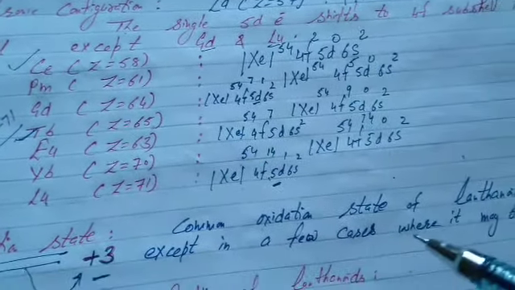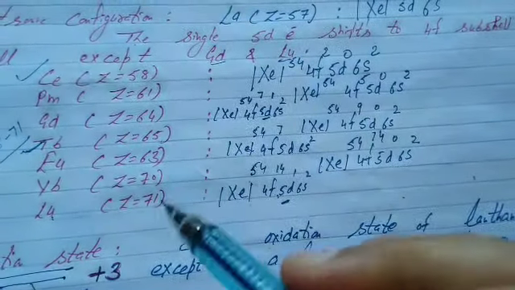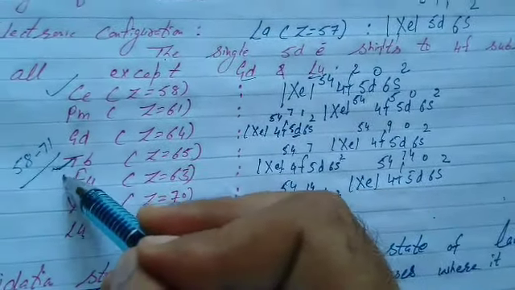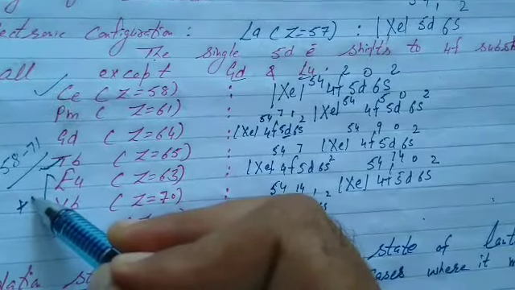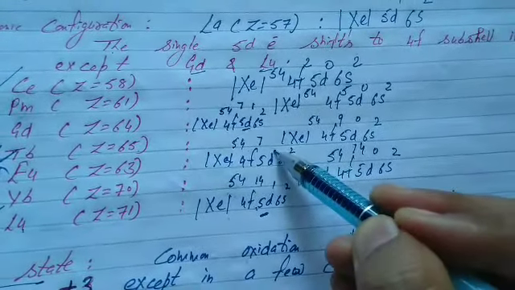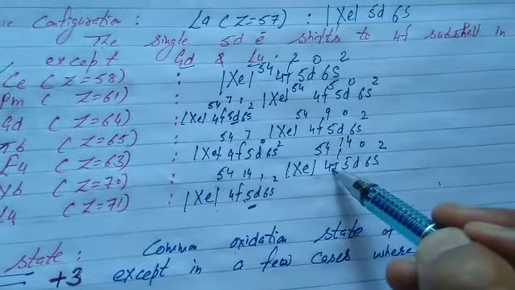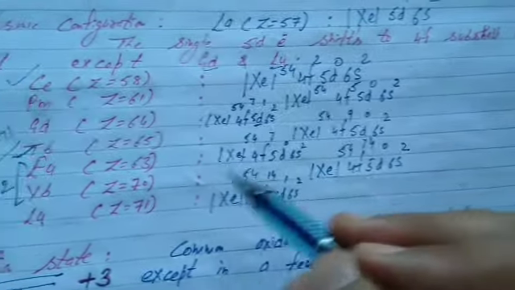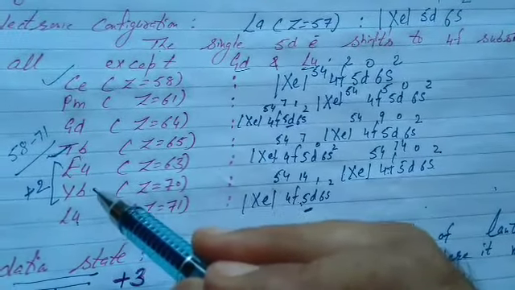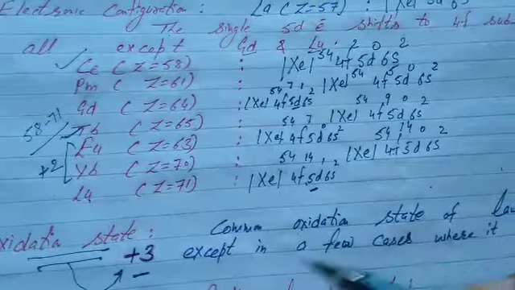Next, name one lanthanoid which shows +2 oxidation state. Students, +2 oxidation state. These are the members which show +2 oxidation state. Maybe europium or ytterbium. Clear, when it loses 2 electrons, it is stable. Again when it loses 2 electrons, it is again stable, 4f14. Europium or ytterbium, +2.